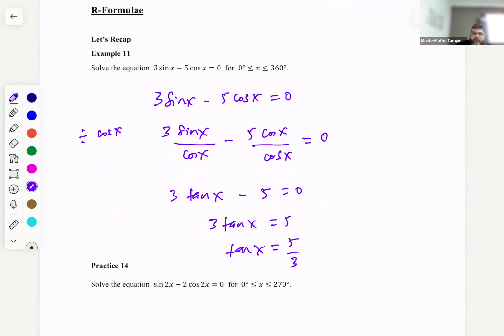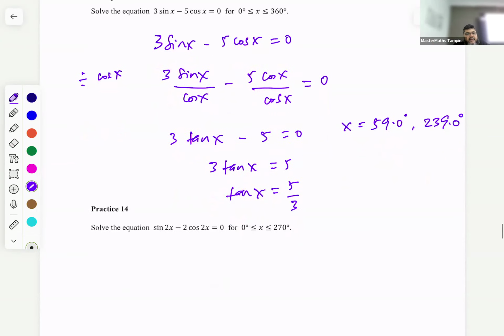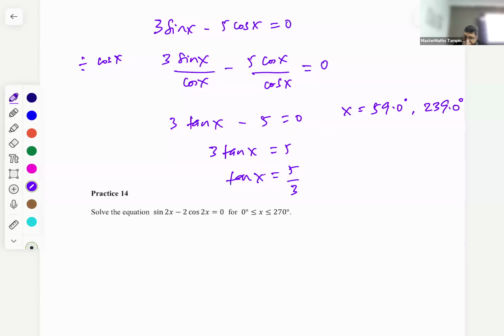Now 5 over 3. Therefore, x you're going to find out. x will be your inverse tangent of 5 over 3. Correct or not? Which will give you how much? 59.0, but you know that tangent is positive in the first and the third quadrants. So 59.0 and then 180 plus 59.0 is 239.0. Am I right? These are the values you have. Correct or not? This is how we're going to do it, because tangent is positive in the first and the third.